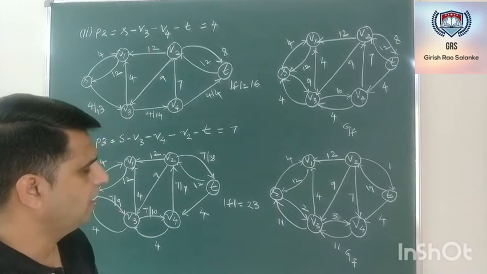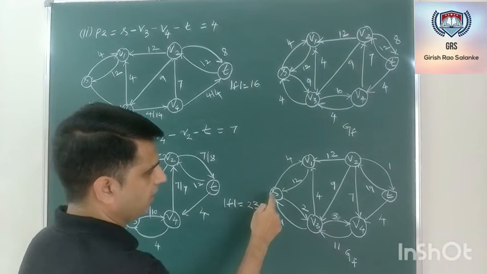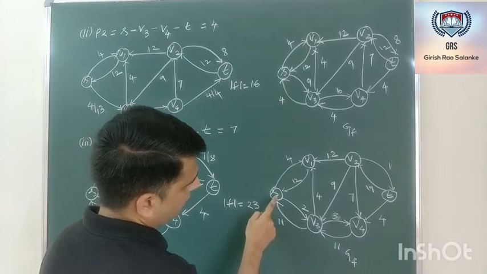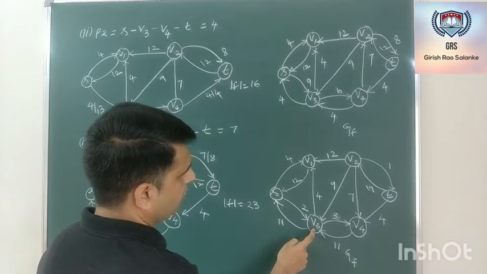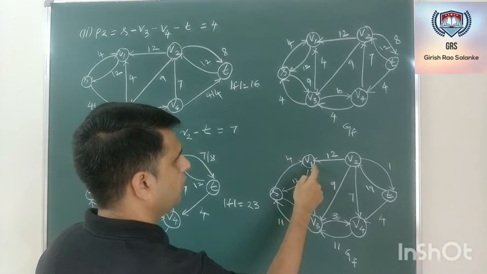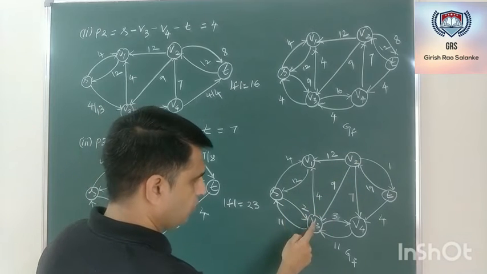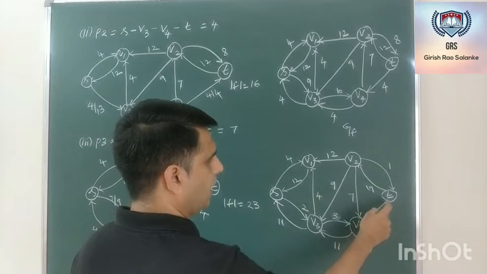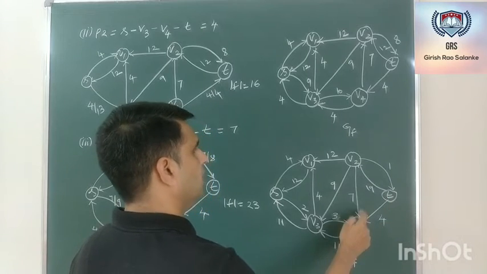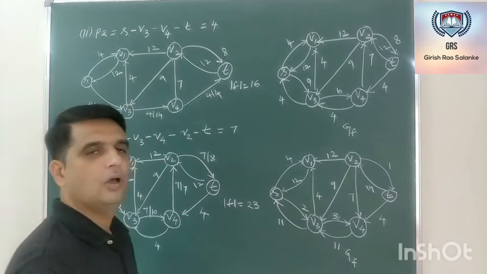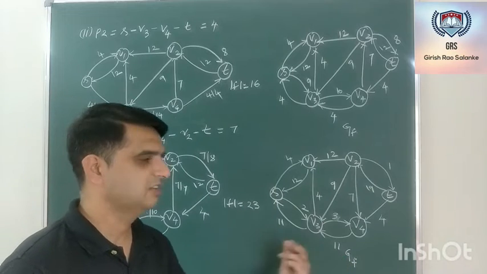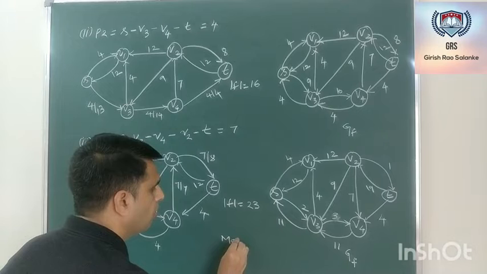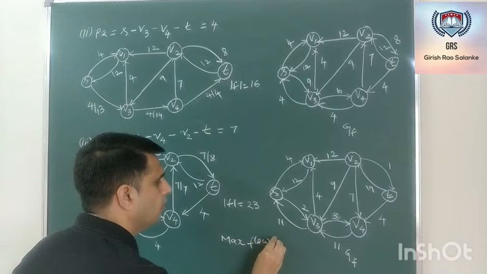Now find whether there is an augmenting path. From S to V1, from V1 I can't proceed further. S to V3 I can come. From V3 I can go to V1. From V1 I can't go. S to V3, from V3 to V4 I can go. From V4 I can't reach T. From V4 I can't reach V2 either. So there is no augmenting path. So I need to stop here. So my max flow is 23.